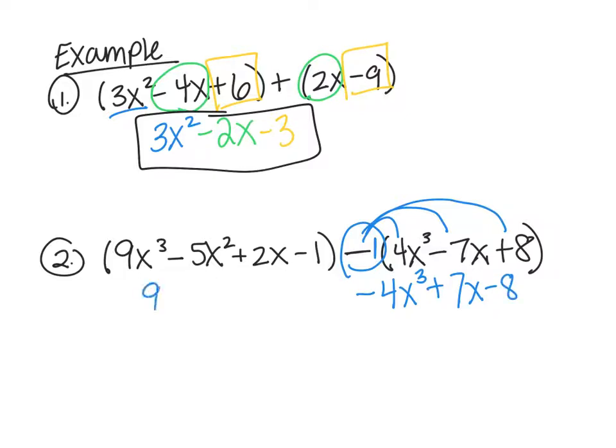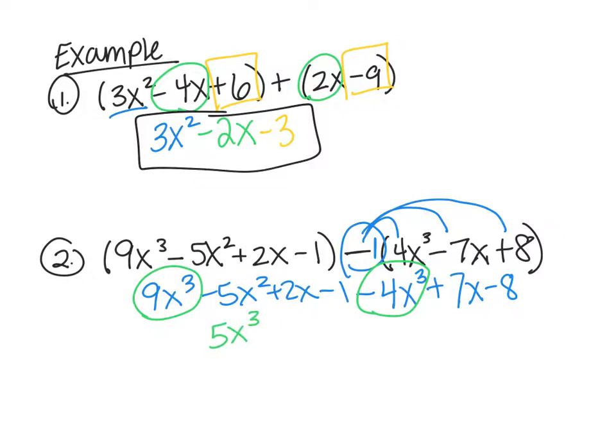Leave that first polynomial alone because I didn't do anything with it. Then I'm going to combine my like terms. So I'm going to take my cubes together. So I'm going to have 9 minus 4, which is going to give me 5x cubed. I'm going to have negative 5x squared, nothing else to combine with that, so I leave it alone.